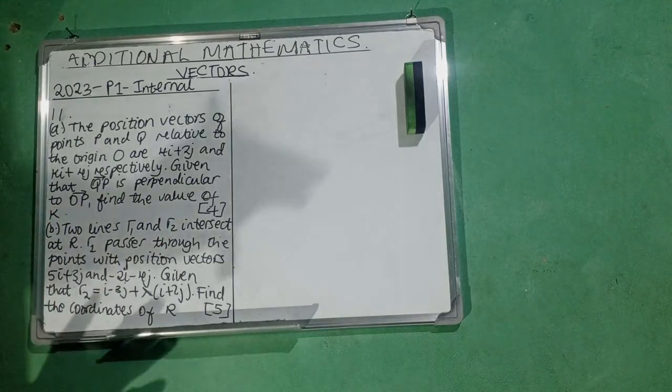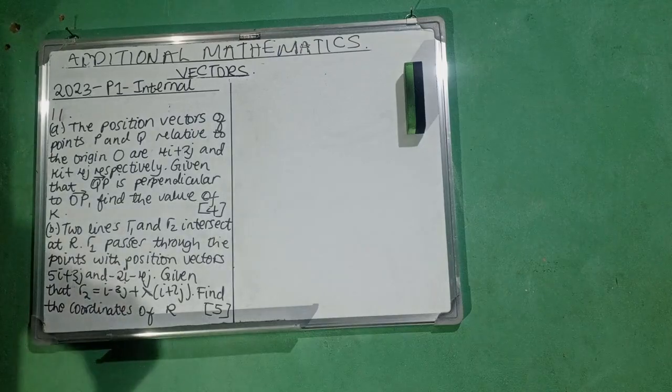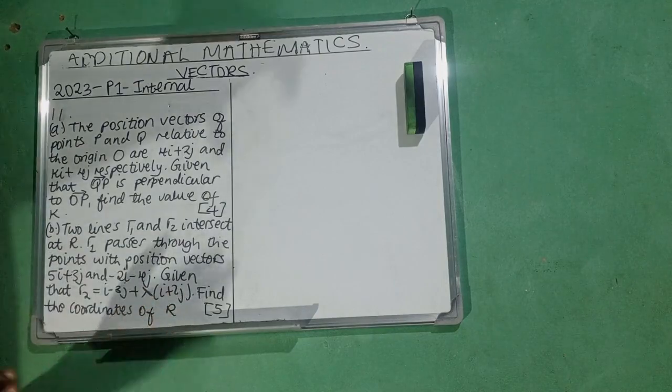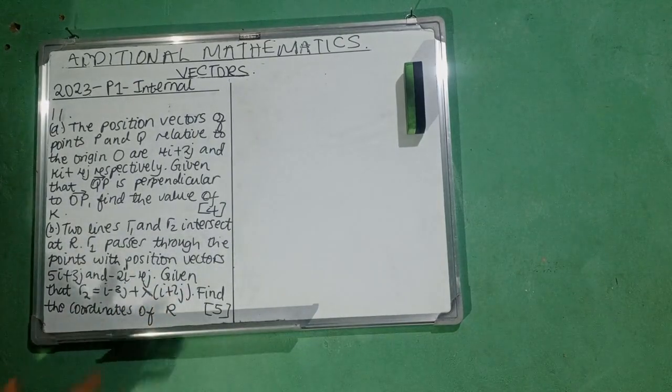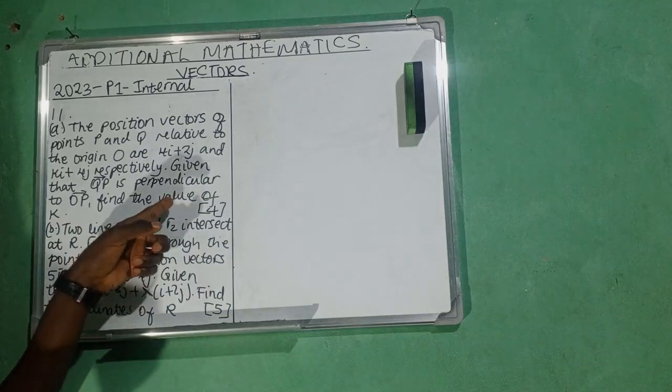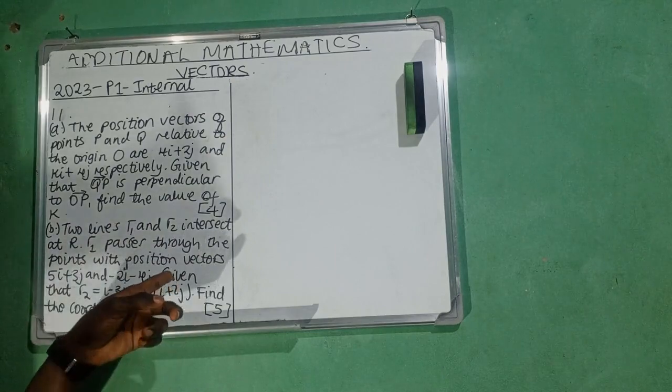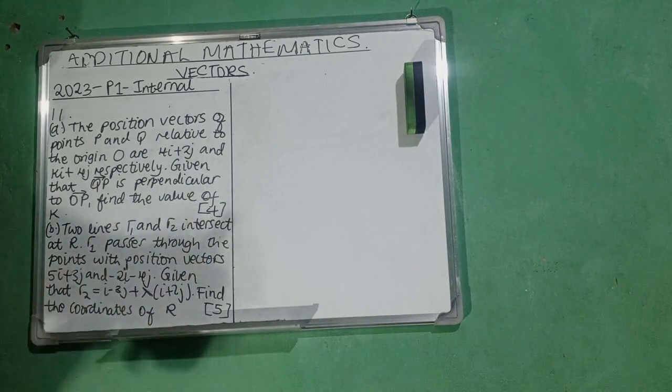So in total, just know that vectors always carry 9 marks, which is 4 marks here, 5 marks here. It varies. It's not always constant that here you have 4 marks. Sometimes it may be 3 marks here, and then 6 marks here. But in this year, it was 4 marks there, 5 marks there.